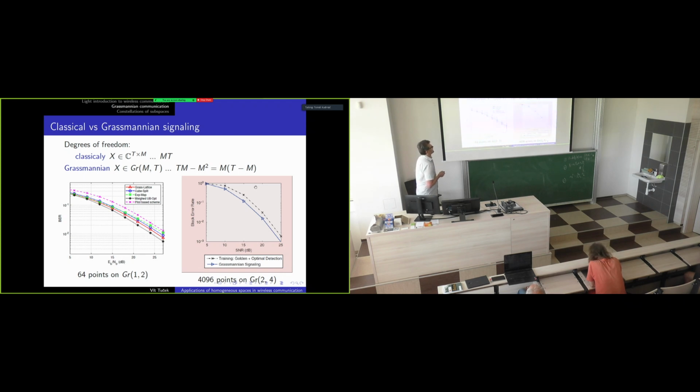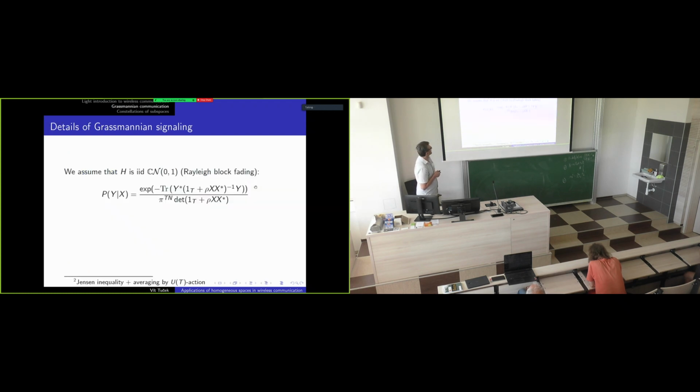So the clear winner would be this pilot-based scheme. So let me just show you the details of this Grassmannian signaling. So given some T by M matrix X, when you assume that H is just this random matrix, this is the probability that you receive some specific Y, given that the sent signal was X.